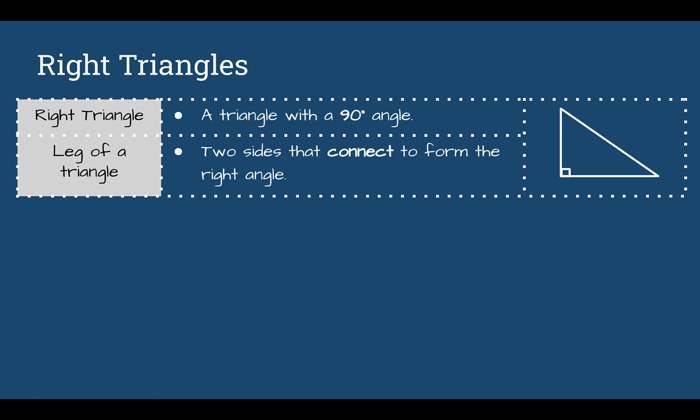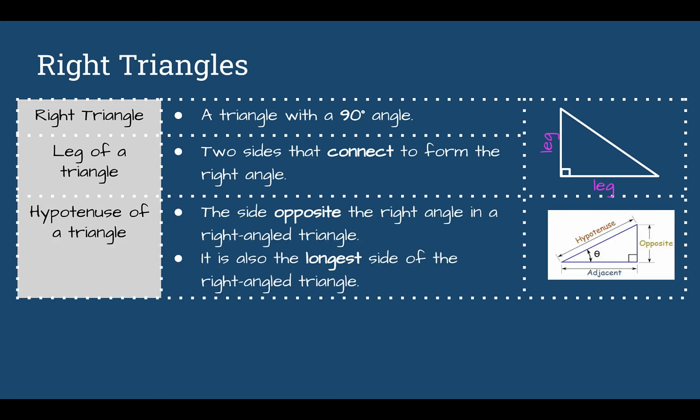Next, there are two words you need to know about parts of the triangle. So we have the legs of a triangle. Those are the two sides that connect to form the right angle. So we have our leg and our leg, two legs. The other side is called the hypotenuse. It is the side opposite of the right angle.